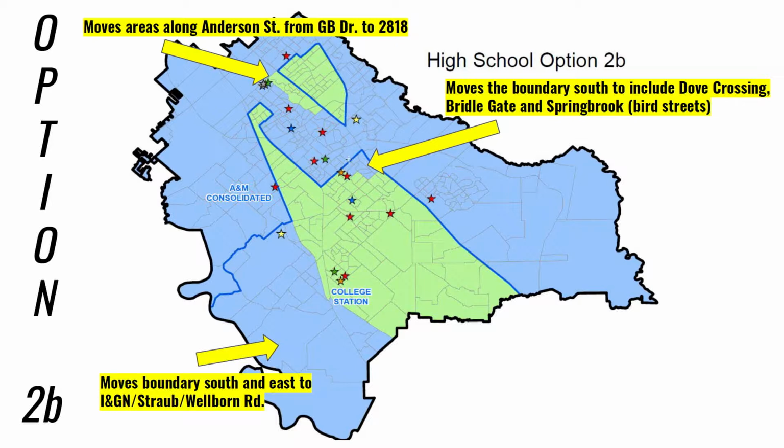So what this one would do would move the boundary from Graham Road south. Again, here's Creekview and Cypress Grove, and move it south to include Dove Crossing. It would capture Bridal Gate in the Springbrook neighborhood here. This is Barron Road right here.